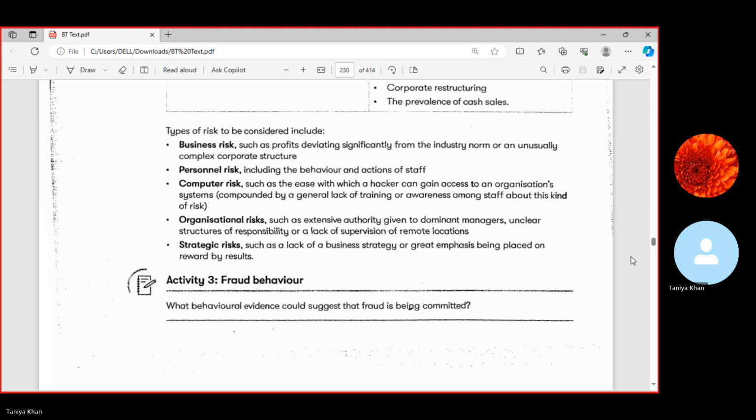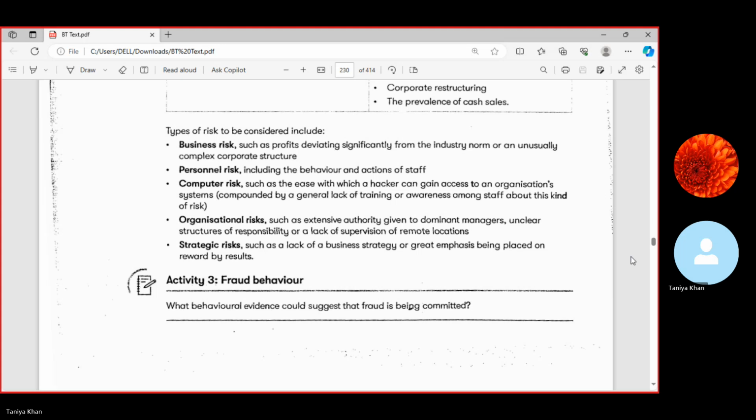The whole industry is in blue, the whole industry is in dark, but one particular company is blooming. So definitely we can easily detect that some kind of misstatement they have incurred or made. Then comes personal risk including the behavior and actions of staff. So personal means the people who are working in the company. To some extent their behavior or their action speaks that they are trying to commit some certain kind of fraud.